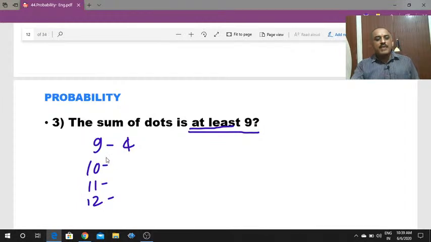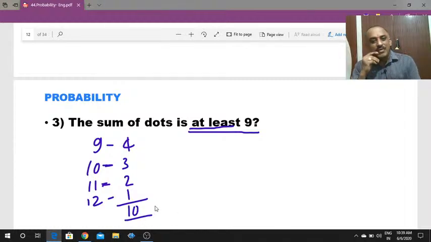Sum of dots 9, we have 4 possible outcomes. Sum of dots 10, we have 3 possible outcomes. 11, 2 possible outcomes. 12, 1 possible outcome. Find the sum of all these values. This is 10. So at least 9 means it's maybe 9 or more than 9. So in total we have 10 possible outcomes.